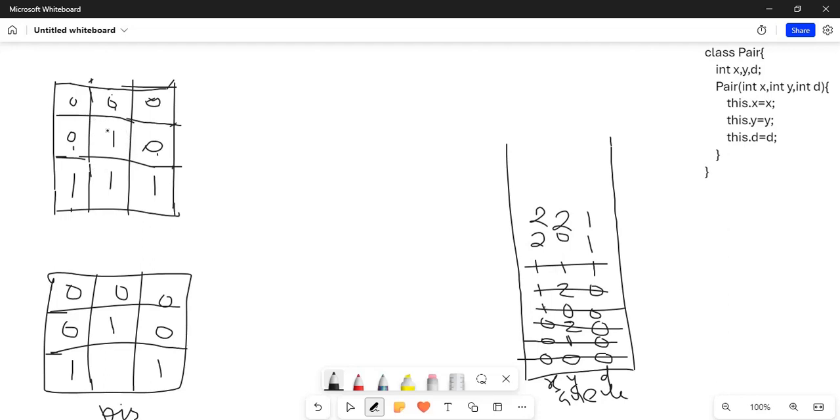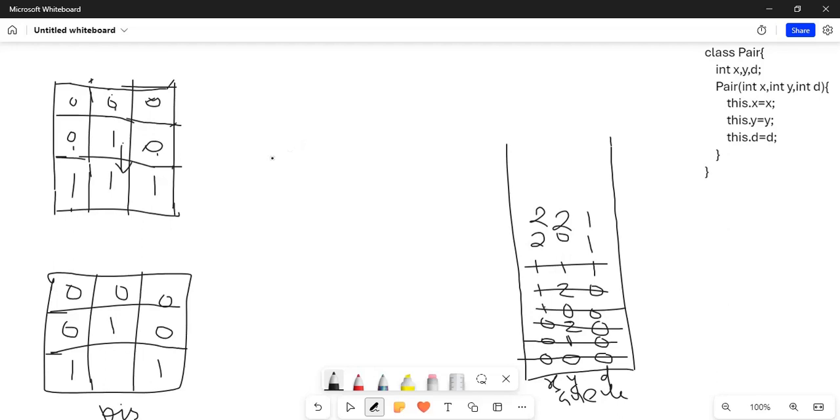If you are at this cell, try in all directions. This is 0, that means already 0, no need to solve. This is also 0, no need to solve. This is also 0, so no need to solve. Now check in that direction, and this is 1. If this neighbor is 1, maybe we need to solve. Now let's check if it is already solved or not. No, it is not already solved.